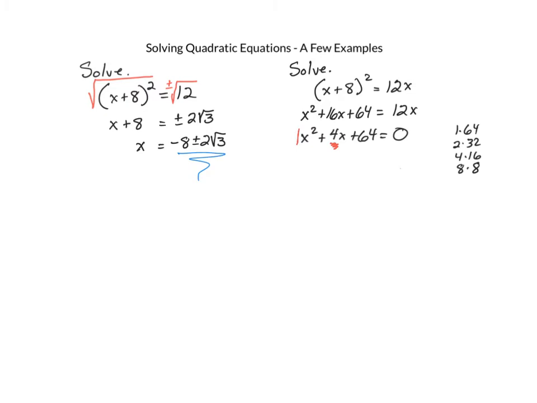So I'm going to subtract 64. So I have x squared plus 4x equals negative 64. Remember, the goal is to get a perfect square on the left-hand side and have a constant on the right. So to determine the number that completes the square, I take half of 4 and square it. So half of 4 is 2. 2 squared is 4. So 4 is the number that completes the square. So let's add 4 on the left. And of course, that means we add 4 on the right.